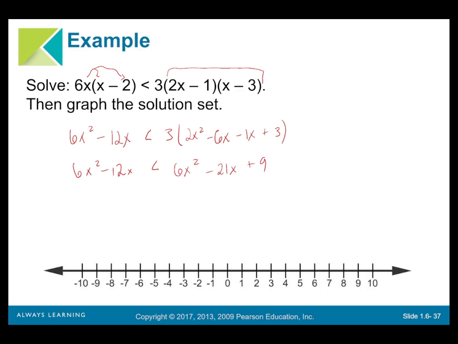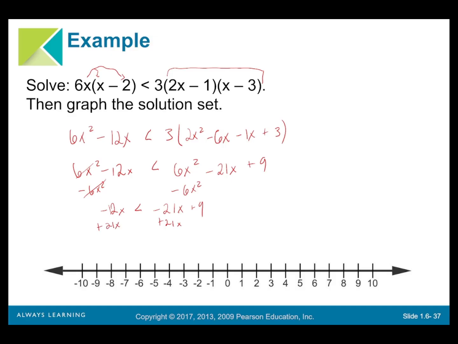Now I'm going to move all of my x terms over to the left-hand side. So to do that, I'm going to start by subtracting 6x squared from both sides. And it turns out the 6x squareds completely fall away on the left-hand side. And I have a minus 12x less than minus 21x plus 9. So now I'm going to add 21x to both sides.